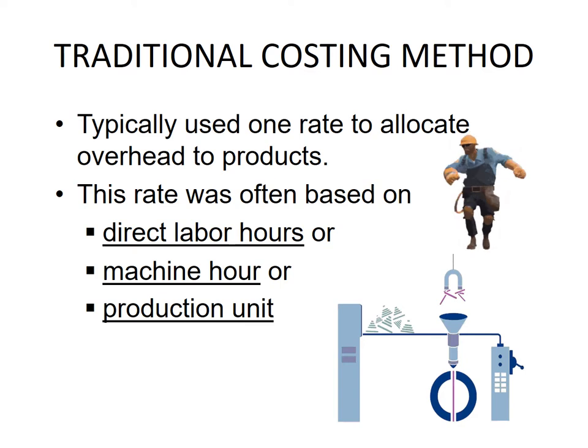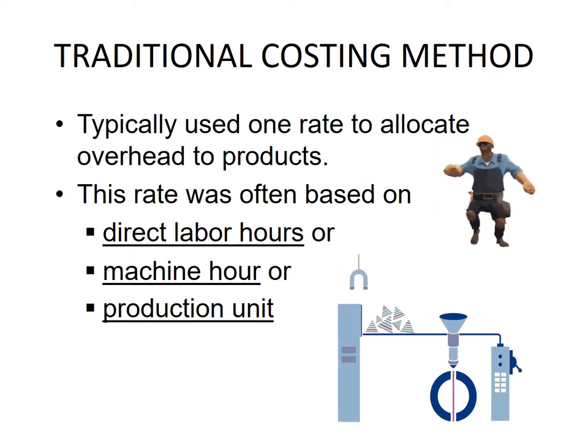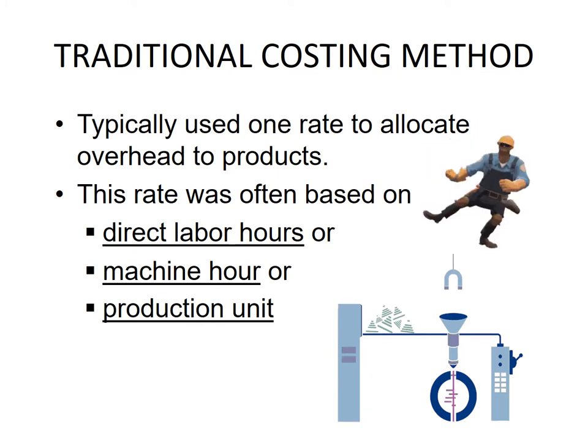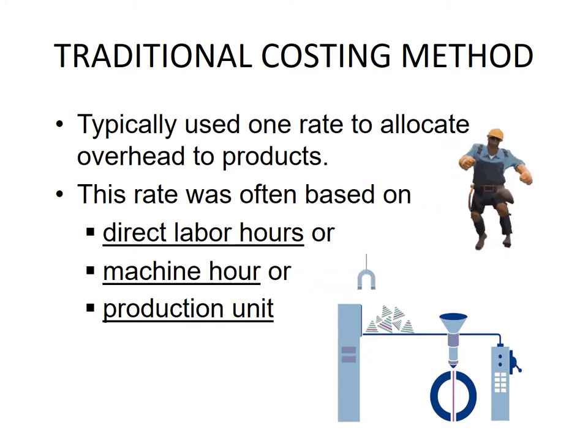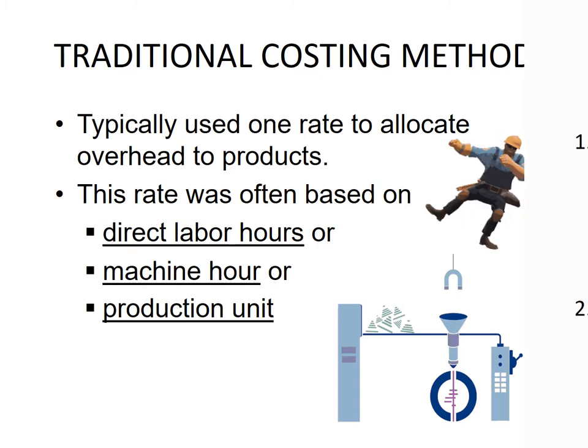Traditional costing method, also known as TCM, typically uses one rate or basis to allocate overhead to products. Normally, the basis to absorb the overhead is direct labor hours, or machine hours, or production units. This depends on the major activity of the production, whether they are labor or machine based.